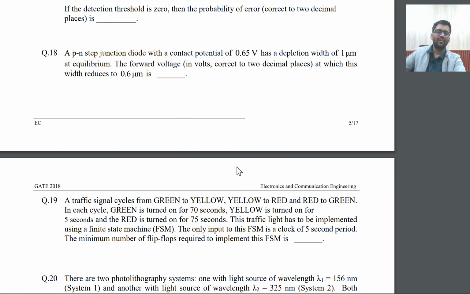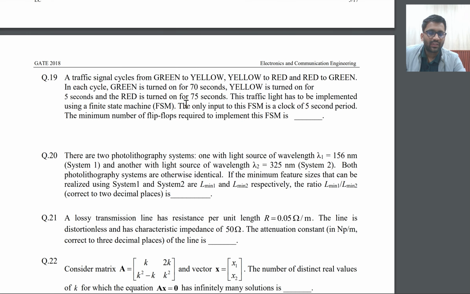Now let's move a bit faster. Digital electronics is his favorite subject, but this question is not that easy. In the examination hall, it would be very tough. The solution of this question I have already given in one hour on our YouTube channel. Actually, this question is not based on FSM, it is based on sequence generation. I have given the solution, but this is not that straightforward.